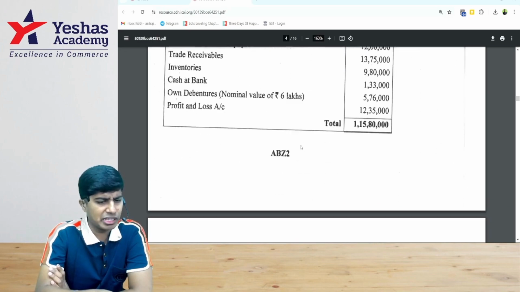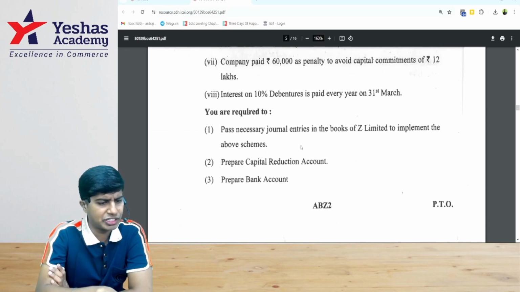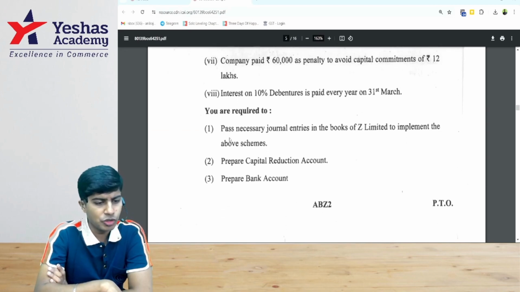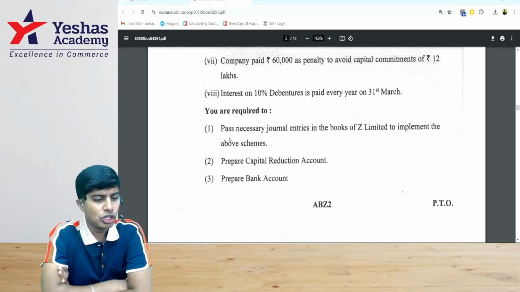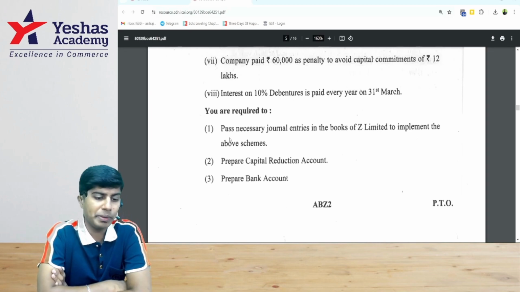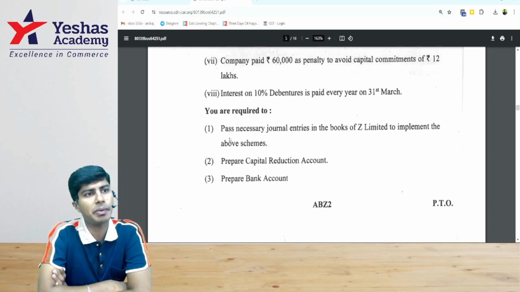Let's not waste time reading the balance sheet. Quickly come to the end of the balance sheet. Read what you are required to do. You are required to pass necessary journal entries in the books of Z Limited to implement the above schemes, prepare capital reduction account as well as prepare bank account.